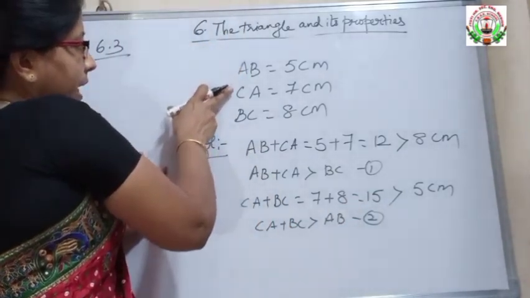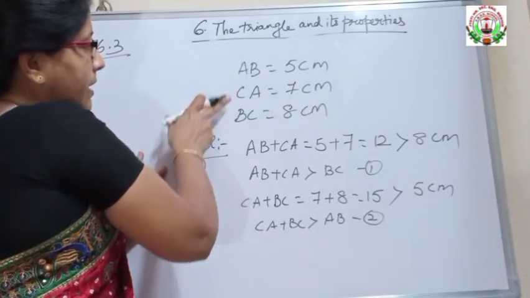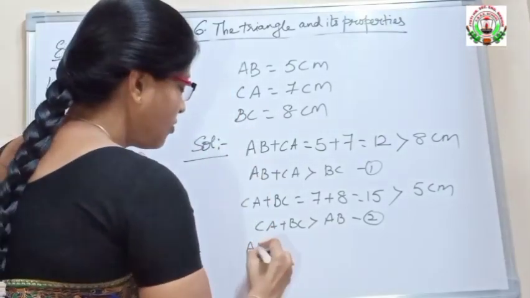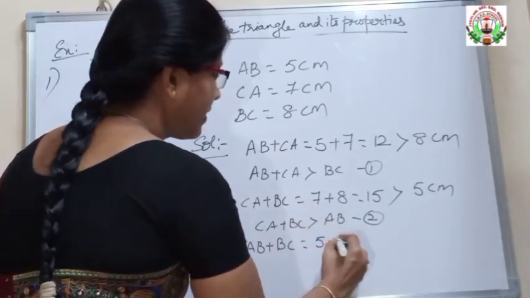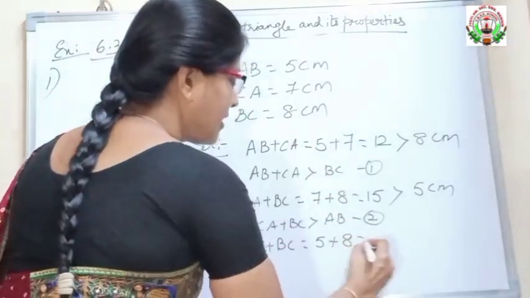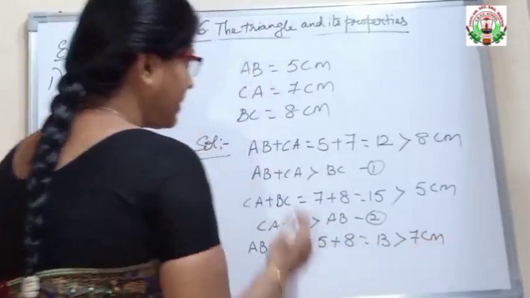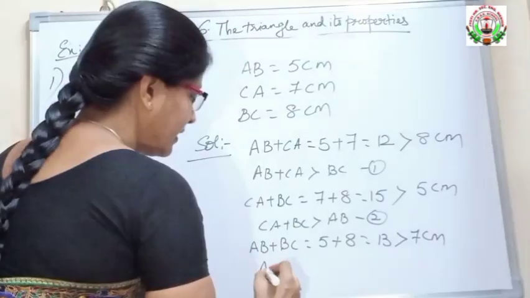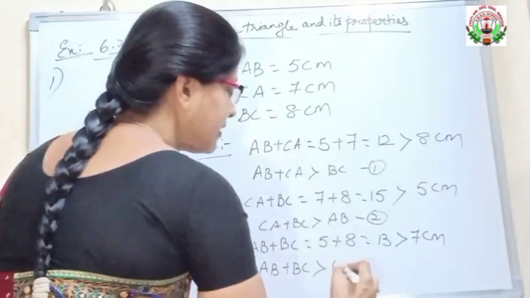We have completed AB plus CA. Next CA plus BC. Now what is left out? AB and BC. So AB plus BC. AB is given as 5 and BC is given as 8. 5 plus 8 is 13. It is greater than 7 centimeters, CA. That is, AB plus BC is greater than CA.